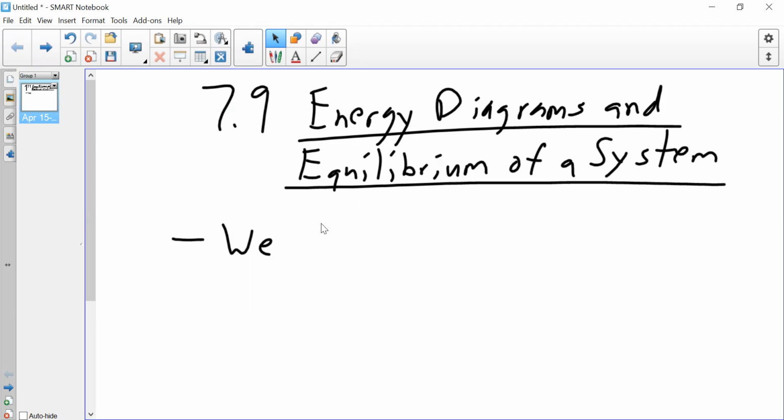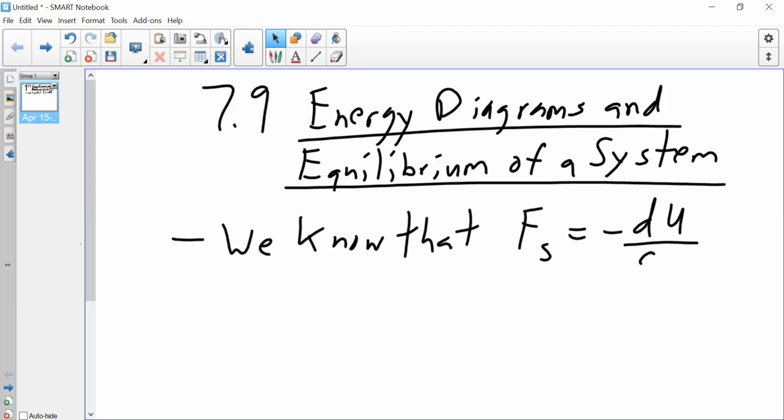So we already know that the spring force is the negative derivative of potential energy with respect to displacement, negative du dx, which is equal to negative kx, k delta x to be exact, but you get the point there.